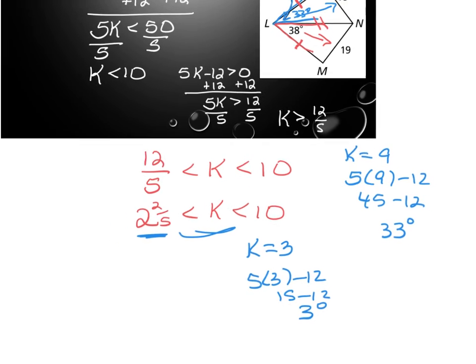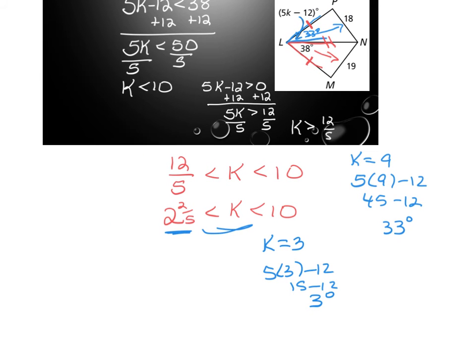Wait, I don't understand how you got 3. Where did you get 3 from? I plugged it into 5K minus 12. I just picked any number that would satisfy bigger than 2 and 2/5 and less than 10. I could have plugged in 4. I just wanted to demonstrate that it could be super small or it could be closer to the 38. Does that make sense? And that was it. Any questions on the notes?